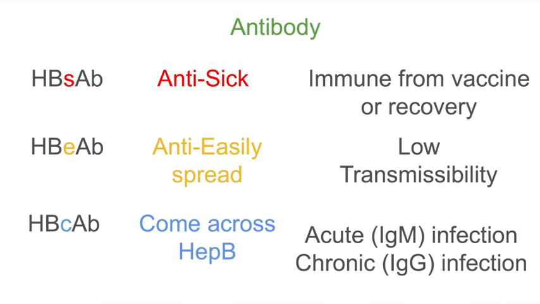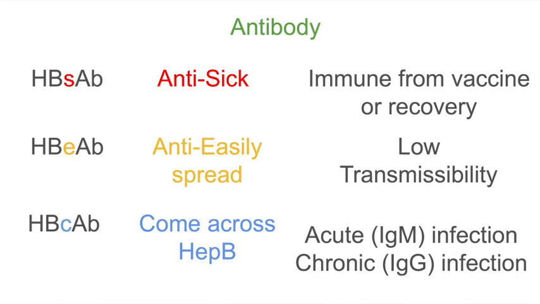So the surface antibody is anti-sick. You are immune either from receiving the vaccine or recovery from a previous infection. Hepatitis E antibody, that means you're anti-easily spread. There's a low transmissibility. The core antibody means that you have come across hepatitis B before, whether that's an acute or chronic infection. Okay, now that that's broken down a bit more easily, let's do 3 practice questions.